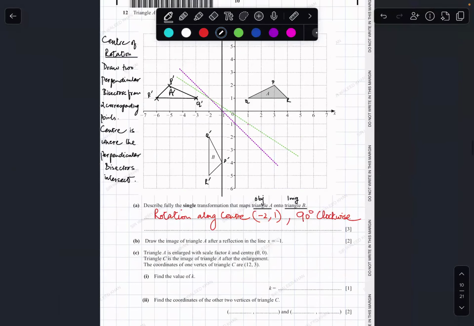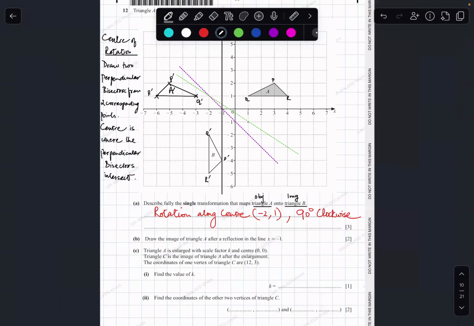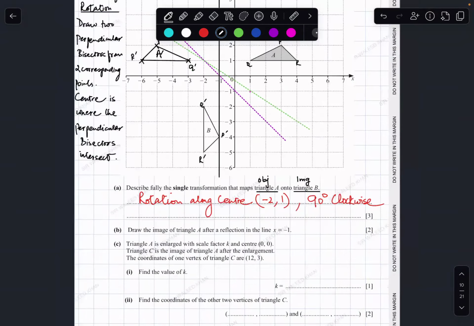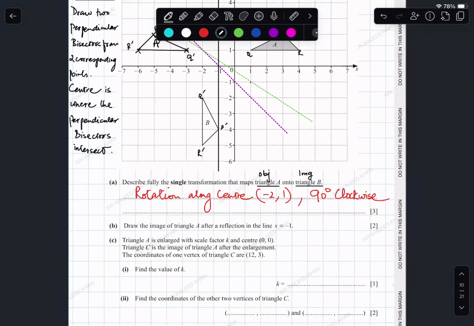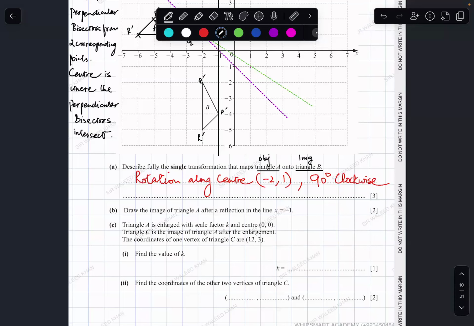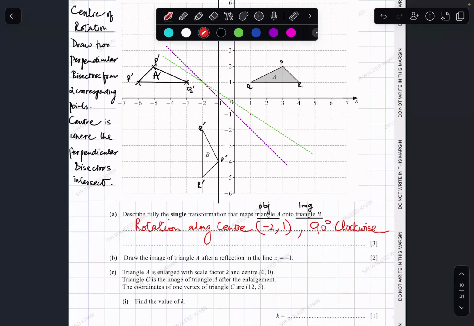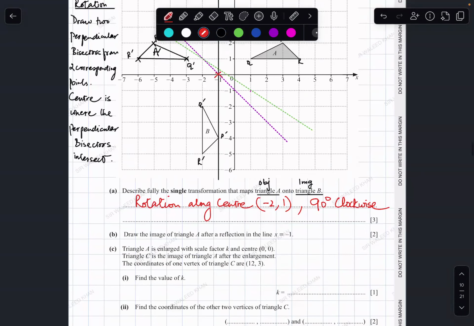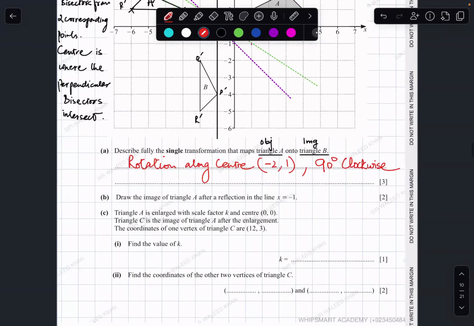Now, C part. Triangle A is enlarged with scale factor K. The center is 0, 0. For enlargement, they have mentioned the center is 0, 0. Triangle C is the image of triangle A after the enlargement. The coordinates of one vertex of triangle C are 12 and 3. Find the value of K.